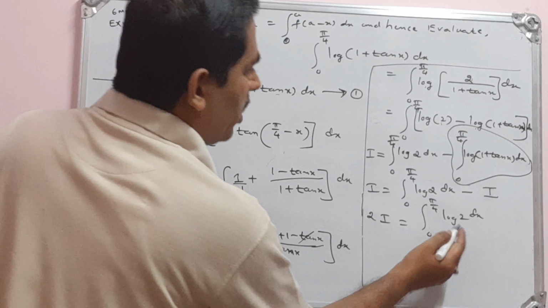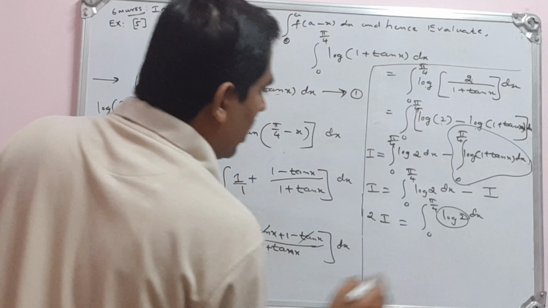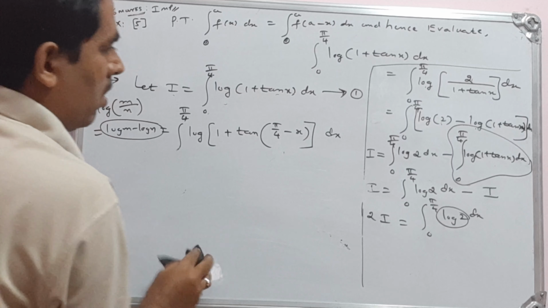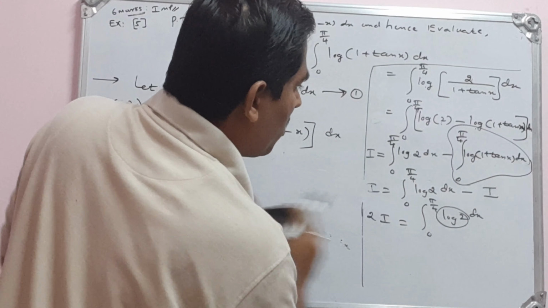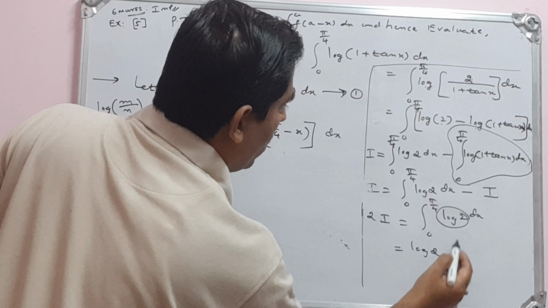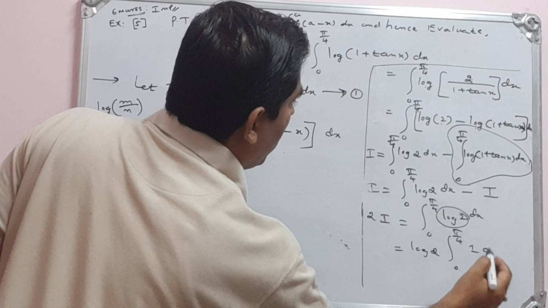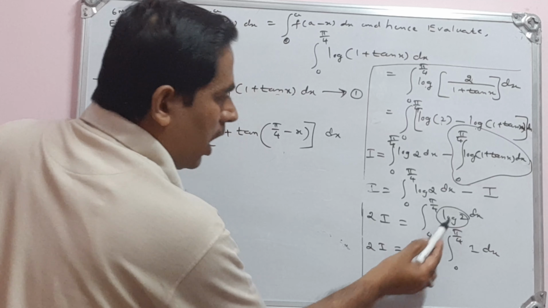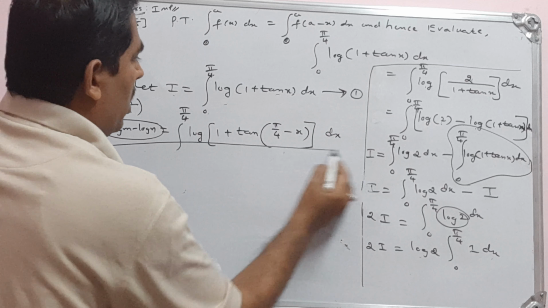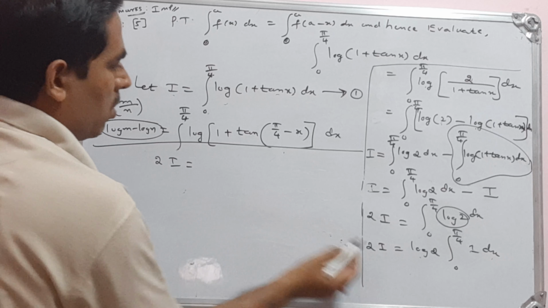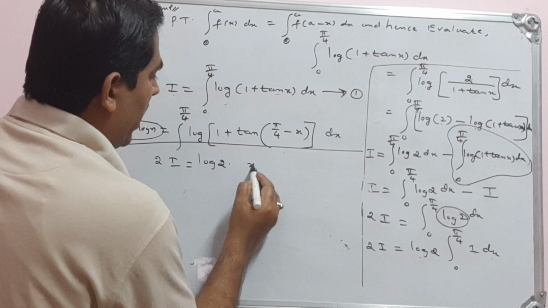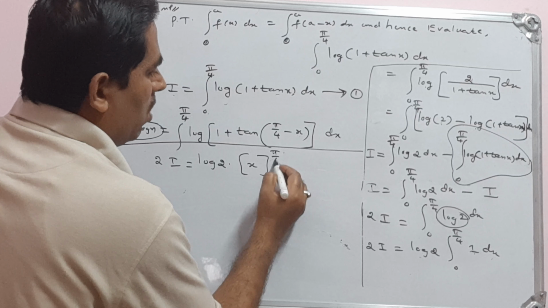0 to pi by 4. Then this log 2 is a constant, so you can take it outside the integral. So 2I is equal to log 2 taken outside, times the integration of 1 with respect to x. The integration of 1 with respect to x is x, from 0 to pi by 4.